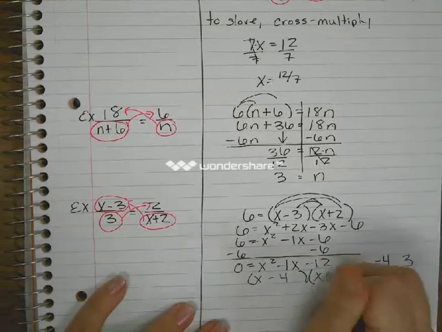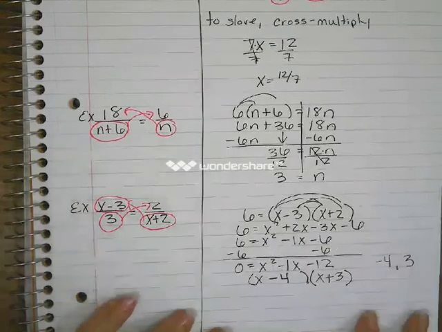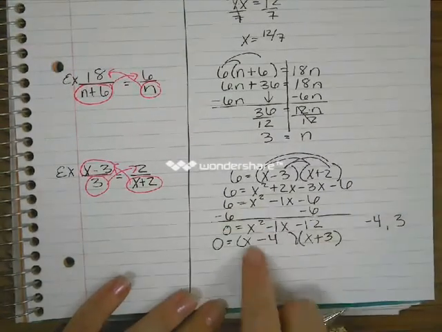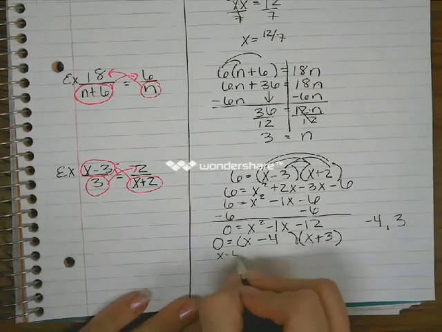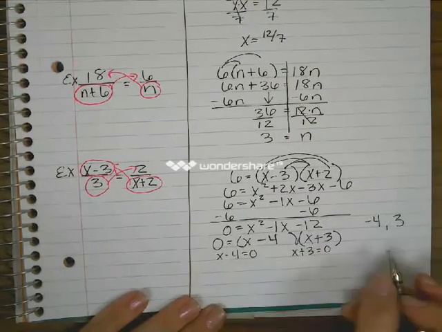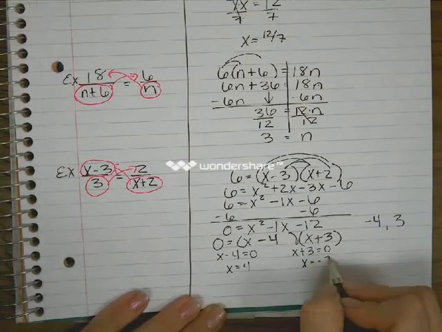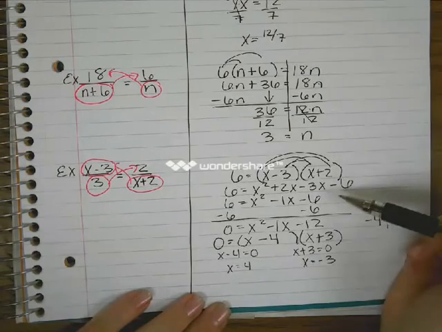So I set each factor to 0. So x minus 4 equals 0, and x plus 3 equals 0. So x equals 4, and x equals minus 3. Those are your 2 answers. Like I said, I just wanted to introduce this so you could see it, but you really could just do this on the calculator for now. But at the end of the year, we will be doing this, just to get you ready for Algebra 2, if we have time.